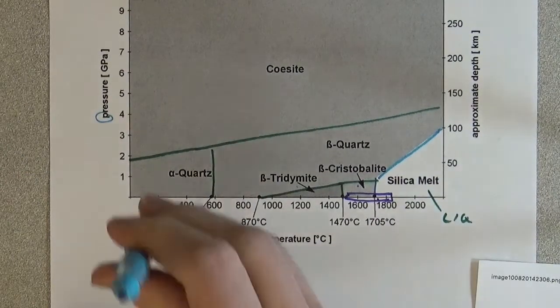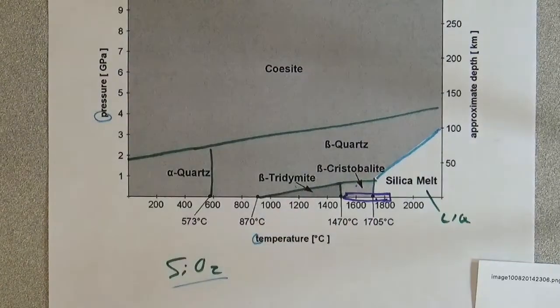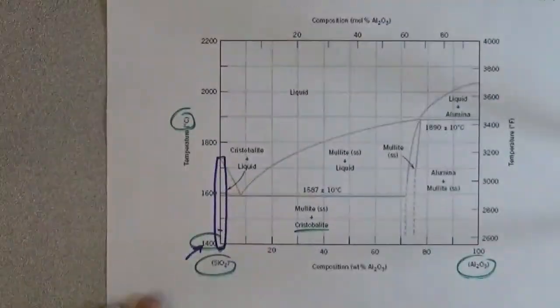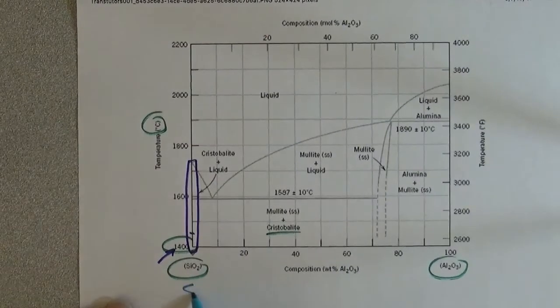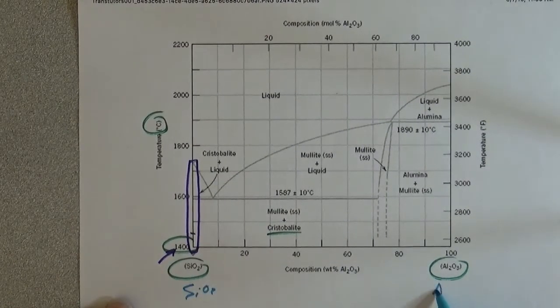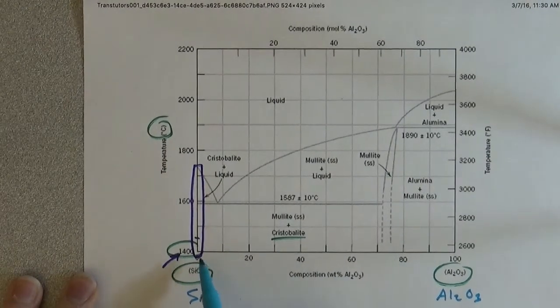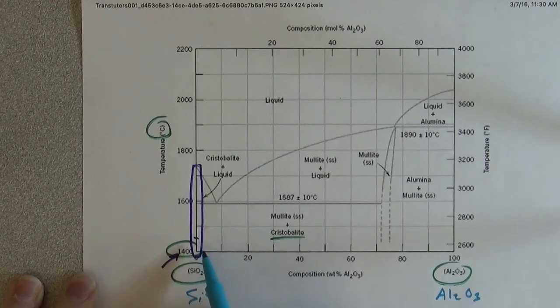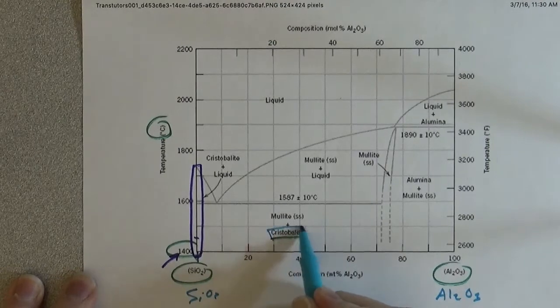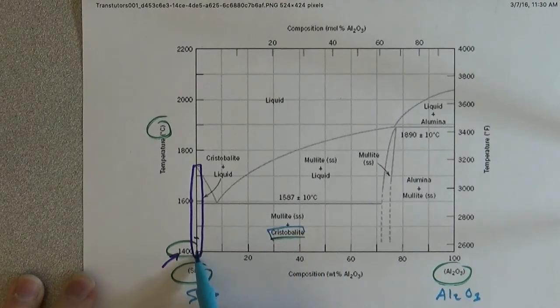If we had another composition, then we'd have another axis coming out, and that other axis could be some other constituent. For example, I showed this in class. This was 2 constituents. This is SiO2 and Al2O3. So in this binary phase diagram, we start out with what is this? This is cristobalite here.